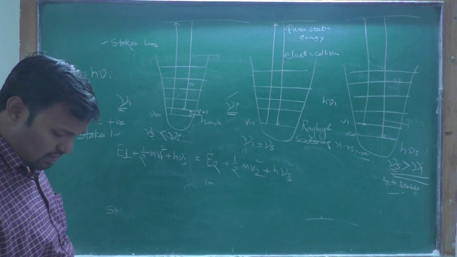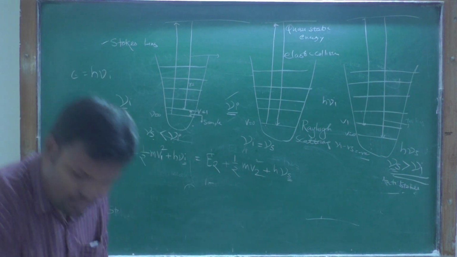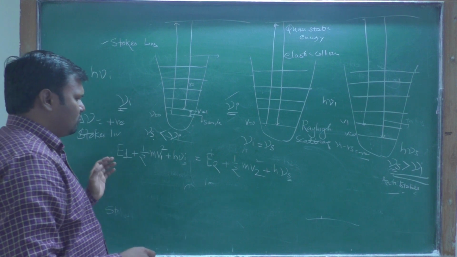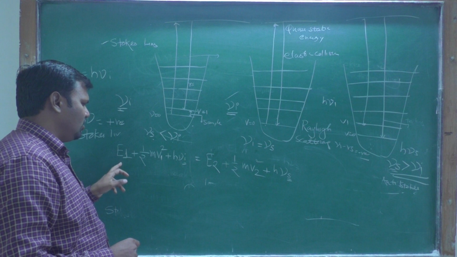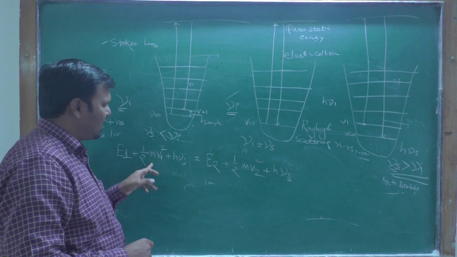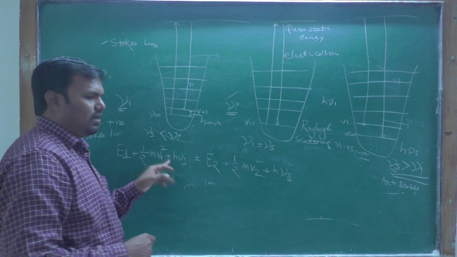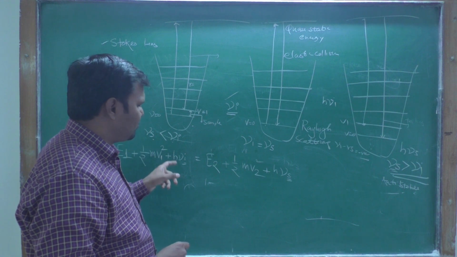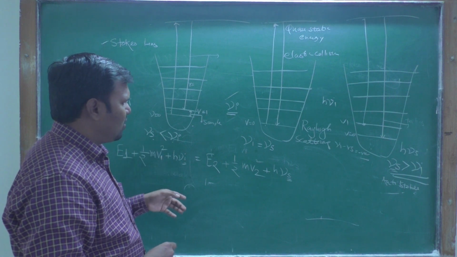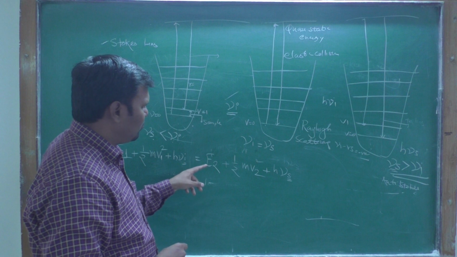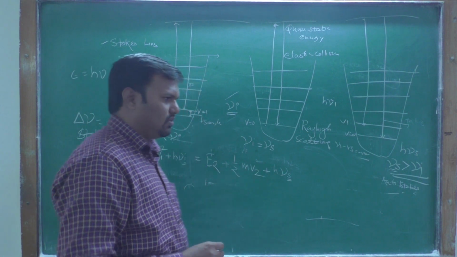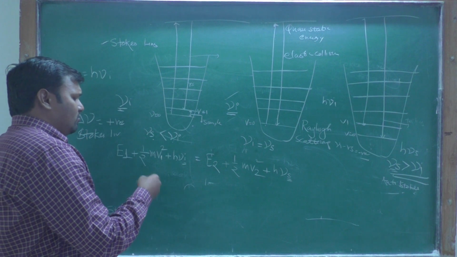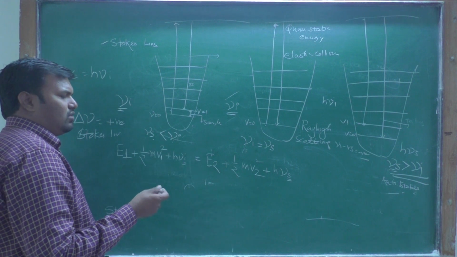You found that when light collides with the sample, the molecule has first energy E1 and kinetic energy 1/2 mv1 squared, and the incident photon has energy h mu I. So h mu I is equal to E2 plus 1/2 mv2 squared plus h mu S.